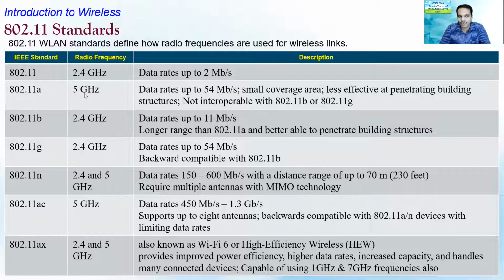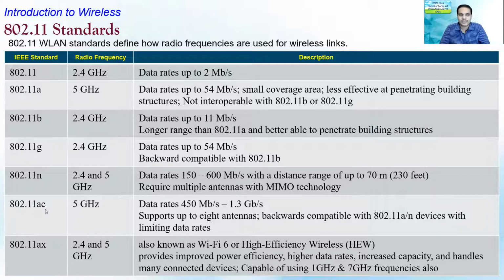And then came a, which works in the 5 gigahertz band. So it has a small coverage area, is less effective at penetrating building structures, and is not interoperable with either 802.11b or 802.11g. Then came the 802.11g standard, which worked with the 2.4 gigahertz band, where the data rates went up to 54 Mbps, and it is still backward compatible with 802.11b. Then came 802.11n, which works in both the 2.4 and 5 gigahertz bands, with data rates of 150 to 600 Mbps and a range of up to 70 meters, 230 feet. It requires multiple antennas with MIMO technology.